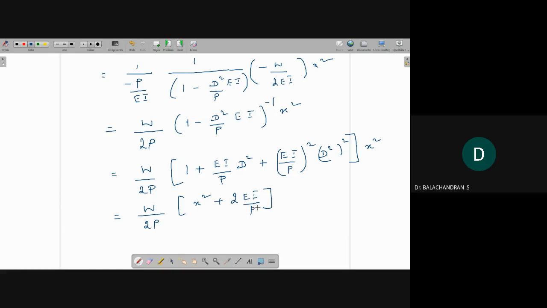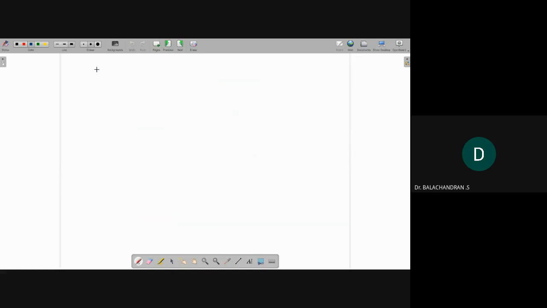So now multiply throughout by w by 2p, you get w x square divided by 2p. 2 gets cancelled. So you'll get w EI by p square. So this is the PA. This is the PI. Now the general solution y equal to CF plus PI.